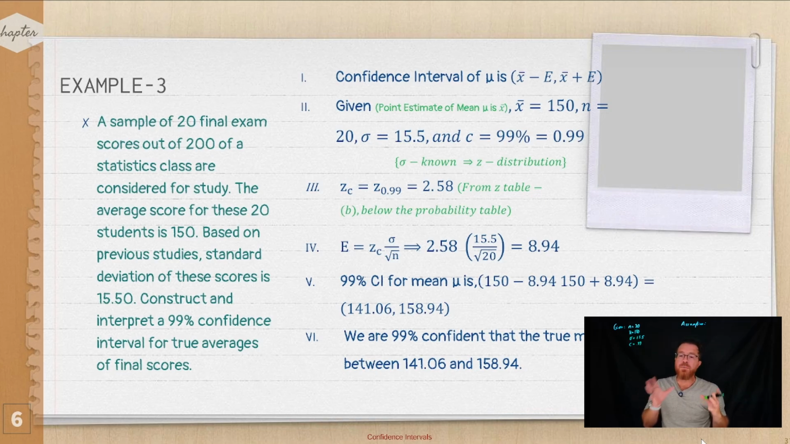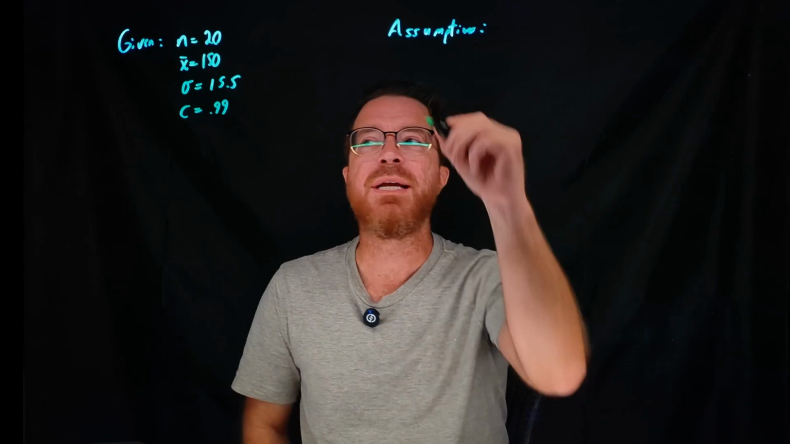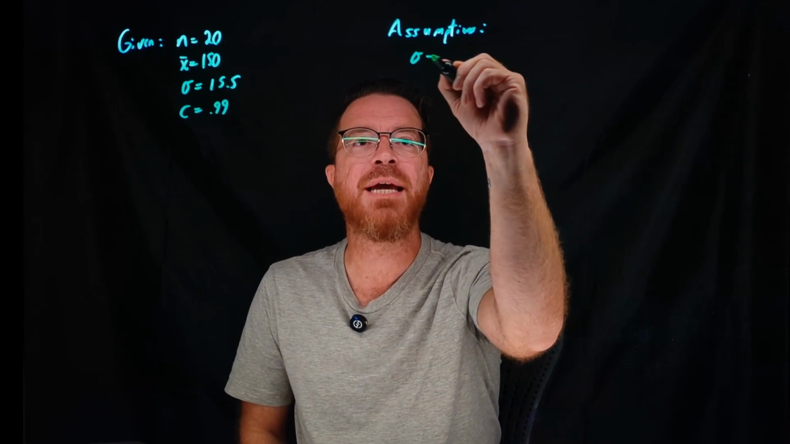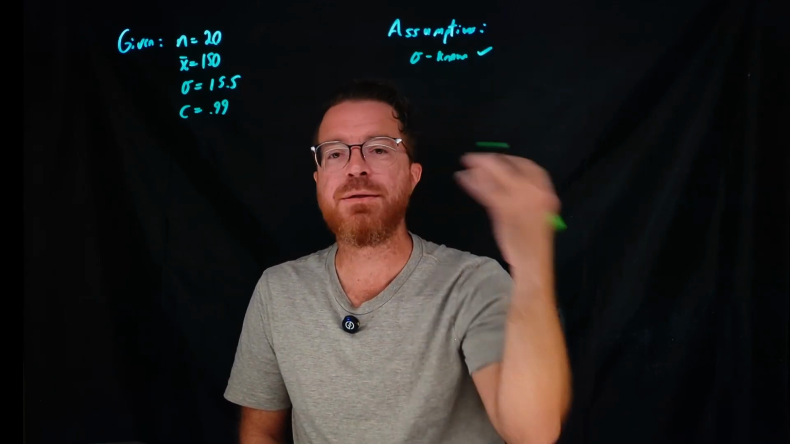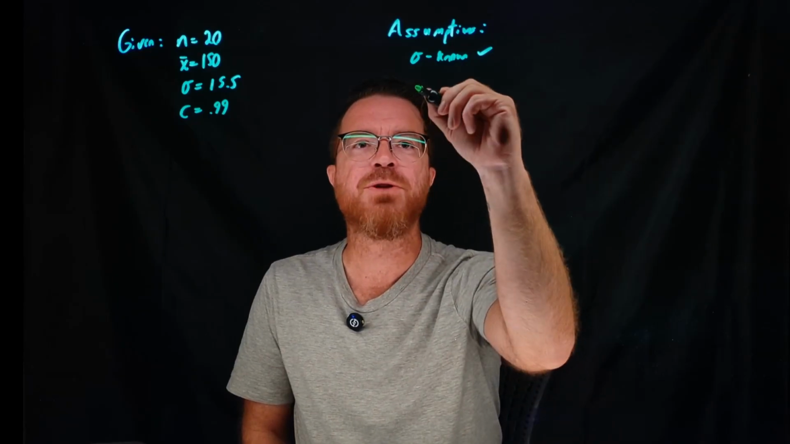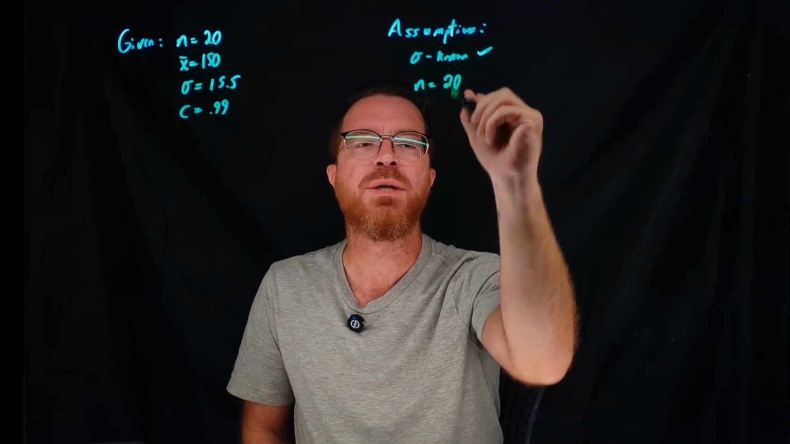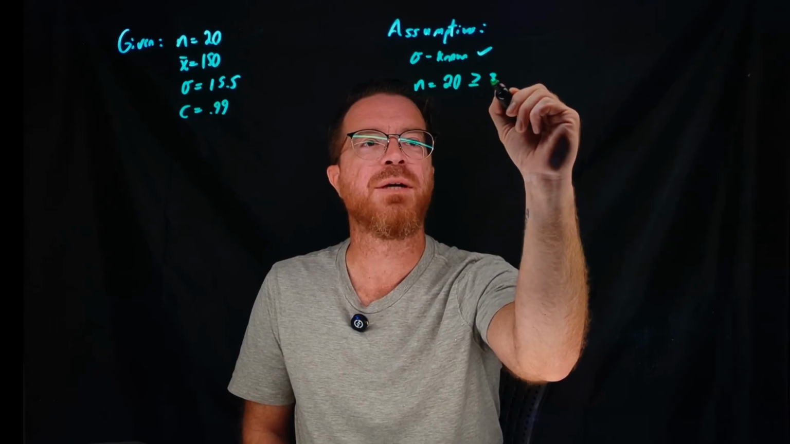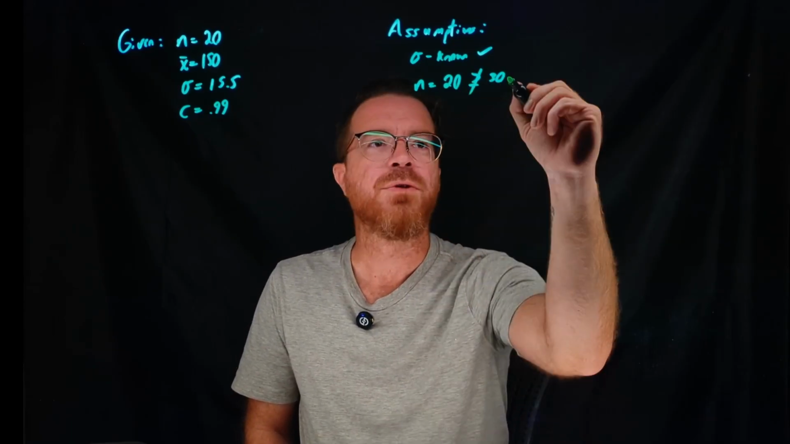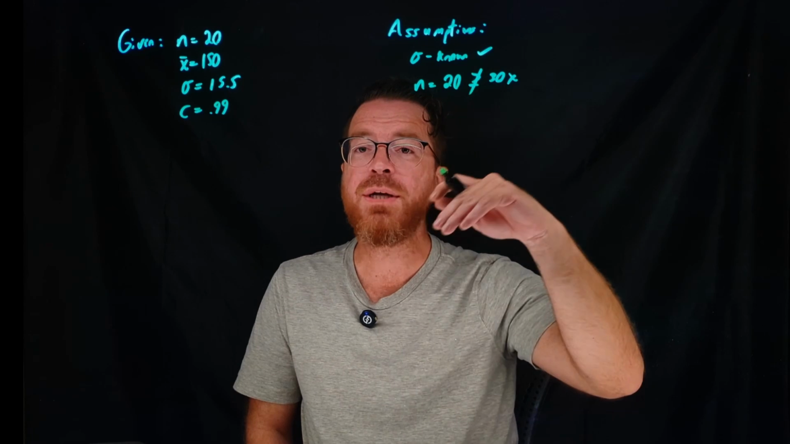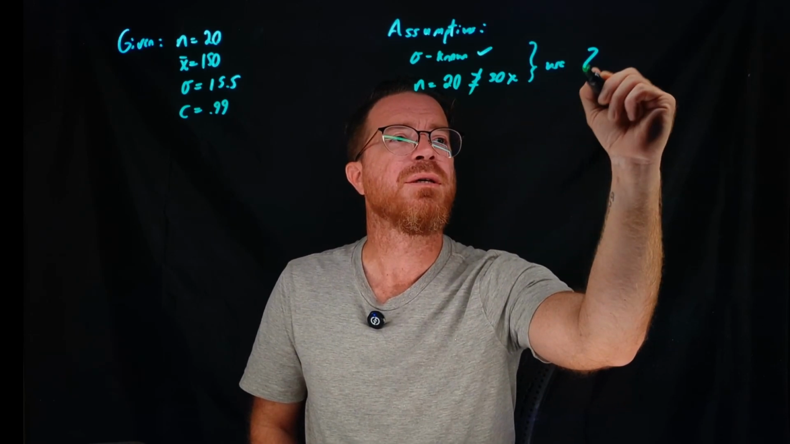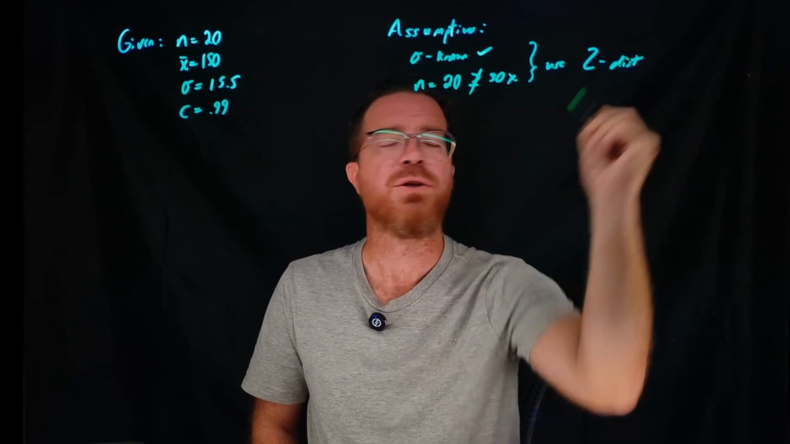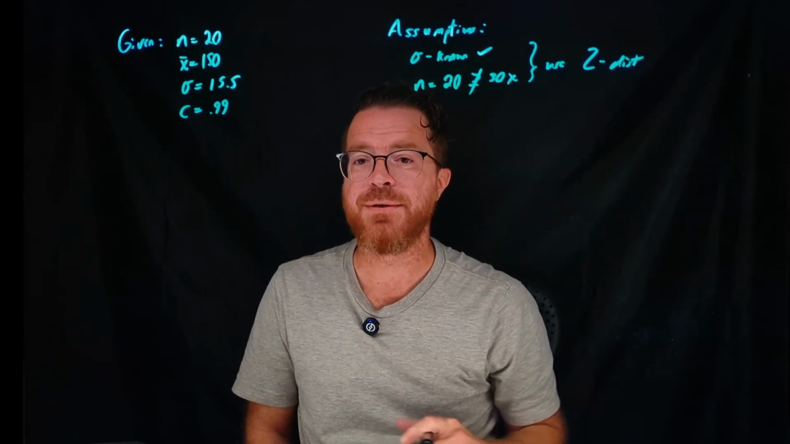Before we move on, we need to check what assumption we're going to use for this problem. So we're going to check our assumptions. The first one is sigma known. In this case, it is in fact known, we know what sigma is, so we're good to go there. But let's check our other assumption. We have n equals 20. Is this greater than or equal to 30? No, so it fails this assumption. But the fact that one assumption does pass means that we can use our z distribution, our standard normal, for finding this confidence interval.